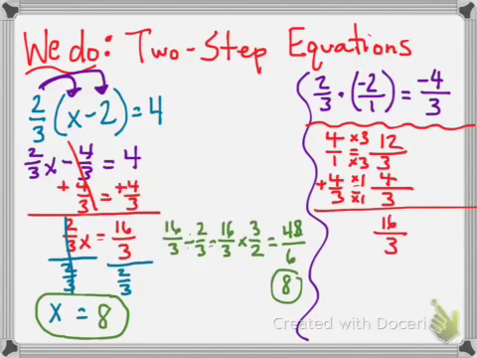And then to check to see if we're correct, you guys have access to your graphing calculators today. So wherever you see x in our original equation, you're going to plug in that 8. So once you plug in 8 and then work out the left side, it should equal 4 to know that we're correct.